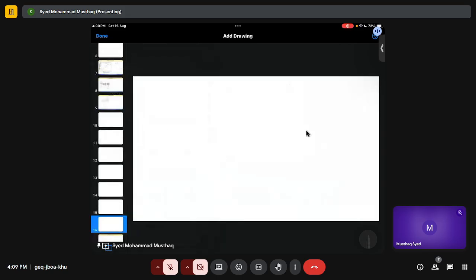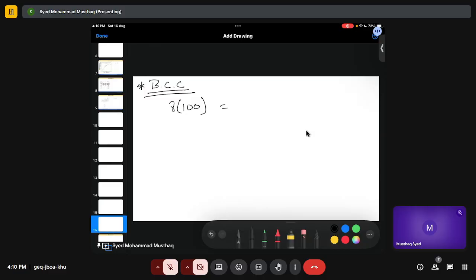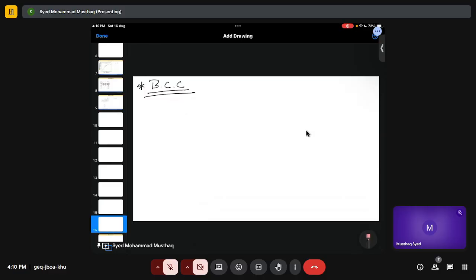Now this is about FCC. Moving on to BCC. So what does BCC say? This is my gamma 100 for BCC. For BCC, this one is very easy. Let's first tell you the coordination in BCC, so then you will understand.